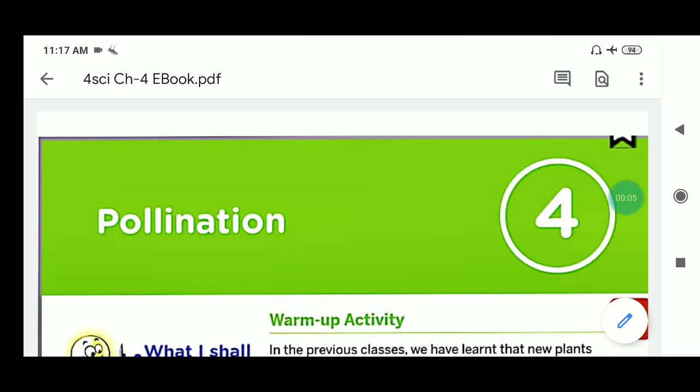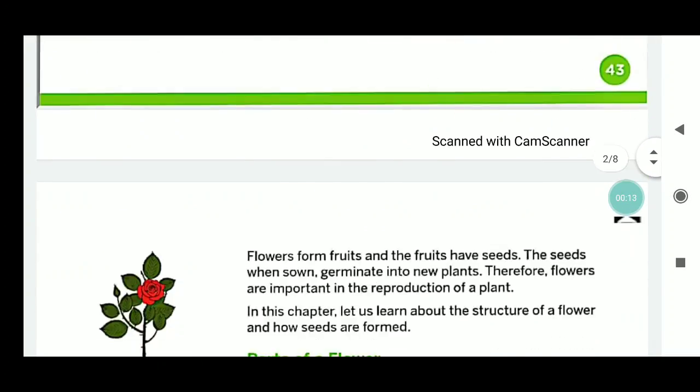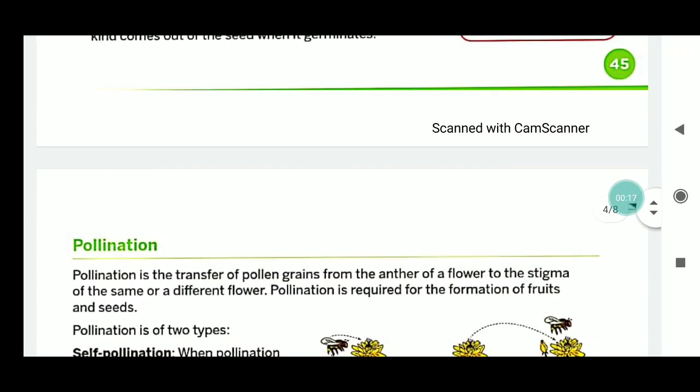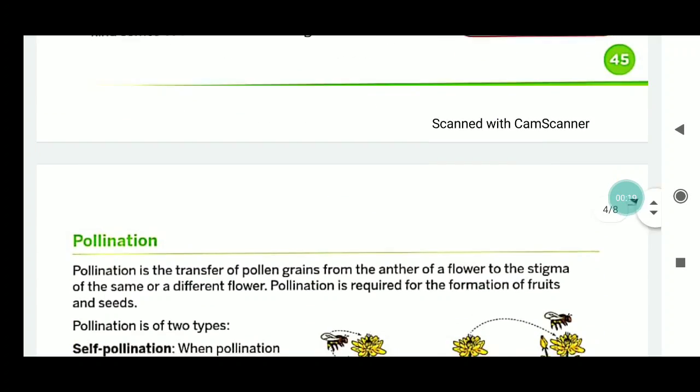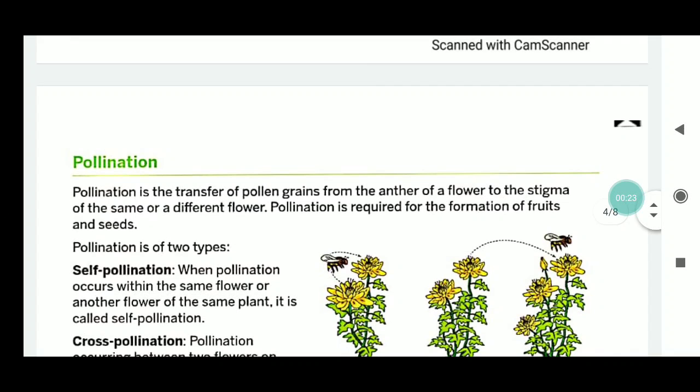We are doing chapter number 4, pollination, of class 4 science. We have started the chapter and completed some parts of it. Today we will start from page number 46, that is pollination. So what is pollination and how it occurs in plants, that we will discuss over here.